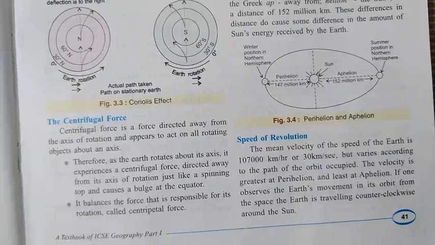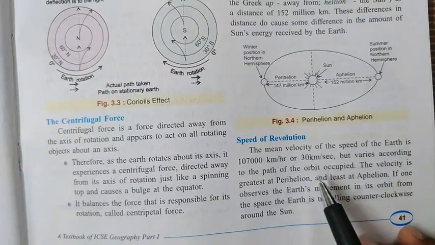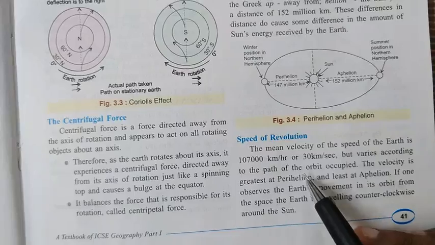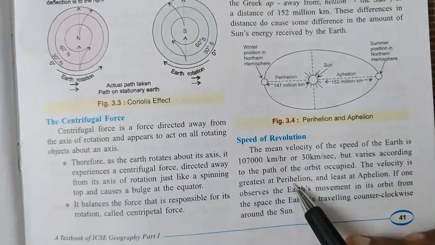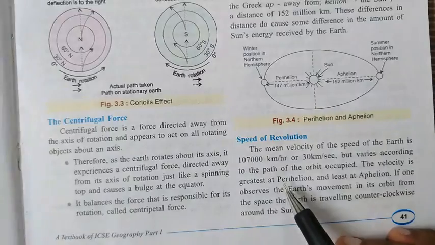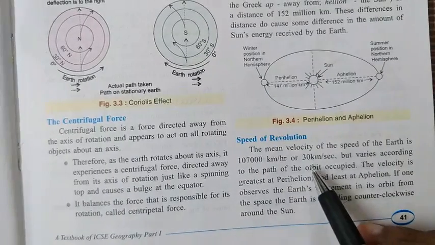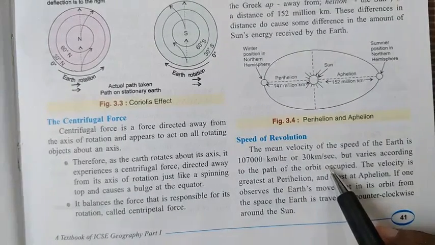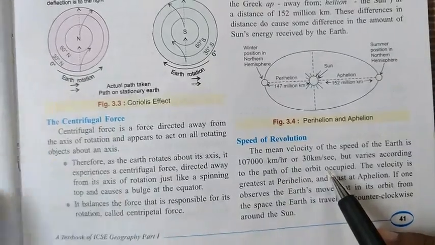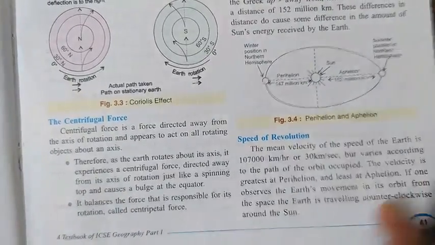Now next, let's see the speed of revolution. The earth moves with a very great speed: the speed of the earth is 30 kilometers per second. So this is the velocity of the earth as it revolves around the sun.